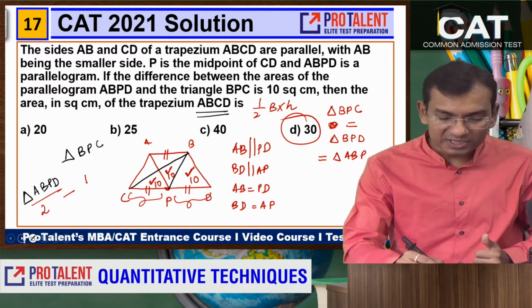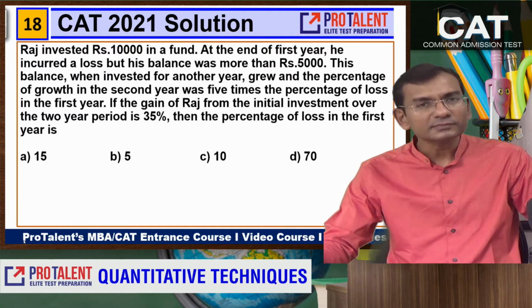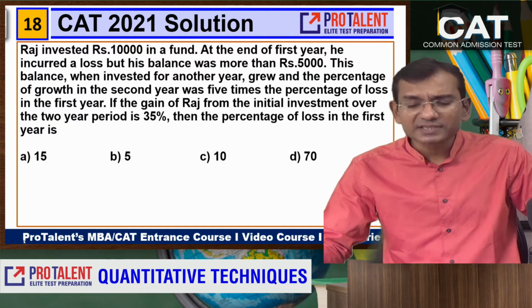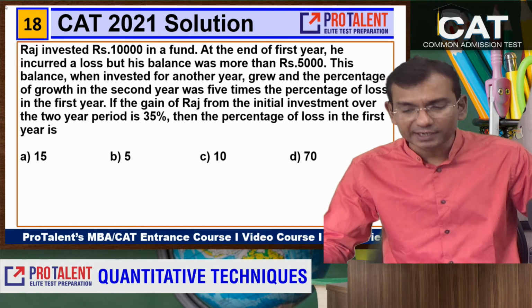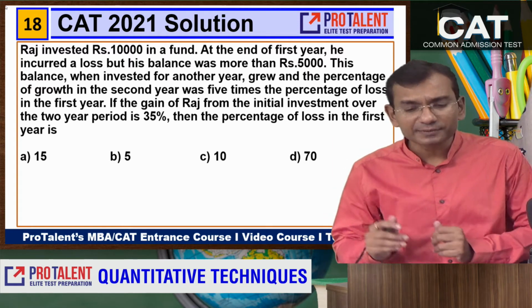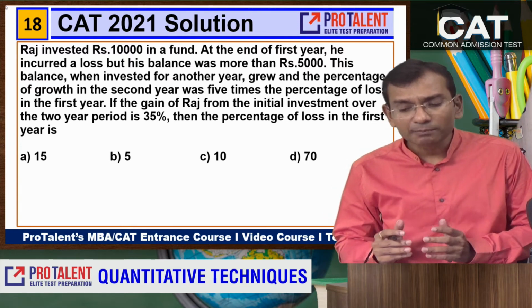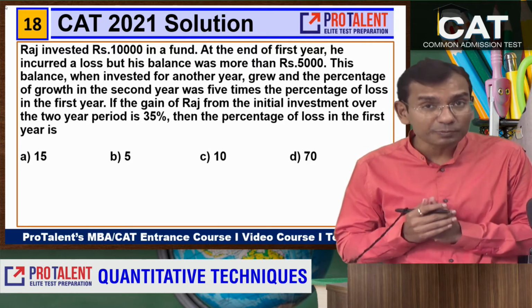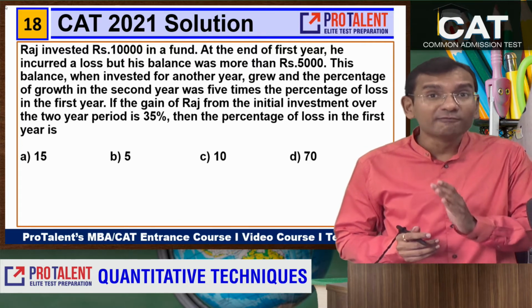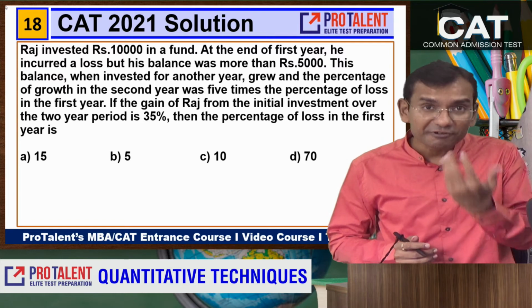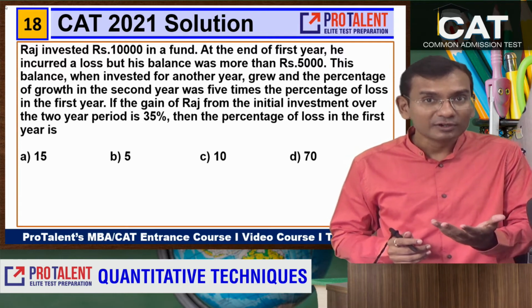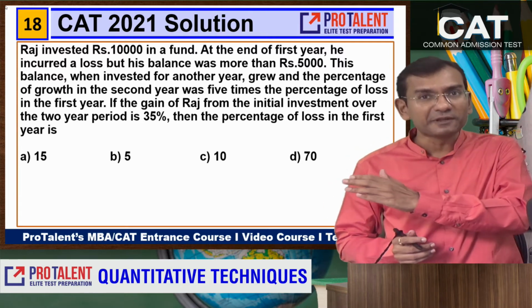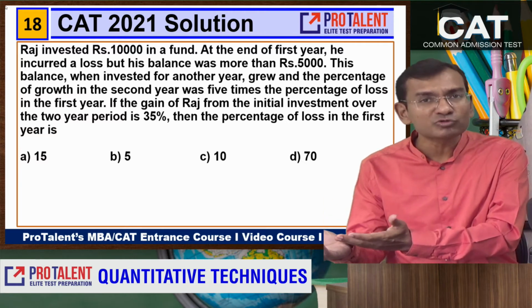Very good. Question number 18. Very interesting question. Raj invested 10,000 rupees in a fund. At the end of the first year, he incurred a loss, but his balance was more than 5,000 rupees, which means his loss will not be, you can say, 50%. Yes or no? Will be always less than 50%. तभी तो 5,000 से ज़्यादा रुपीस उसके पास बचेंगे.